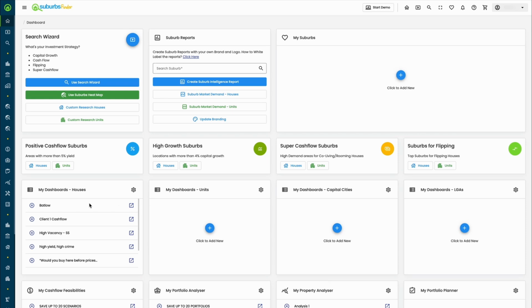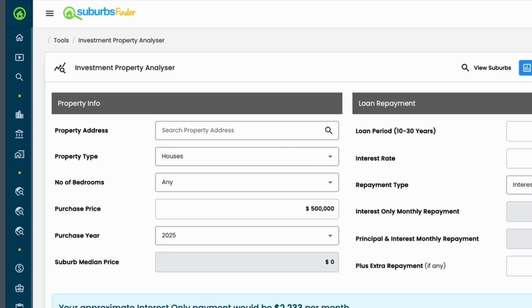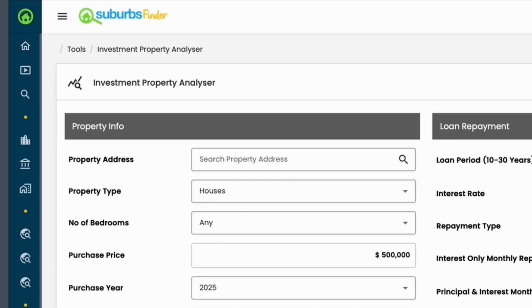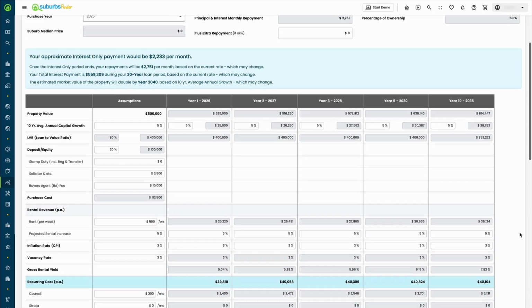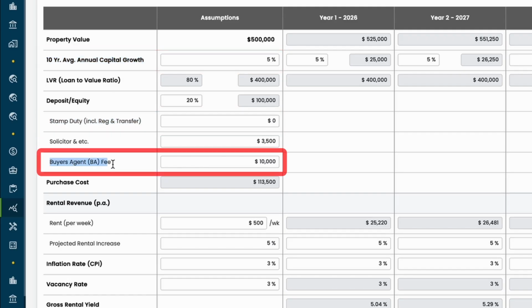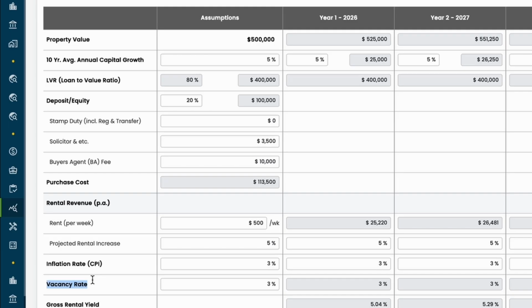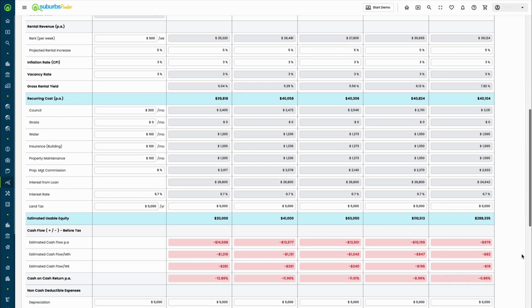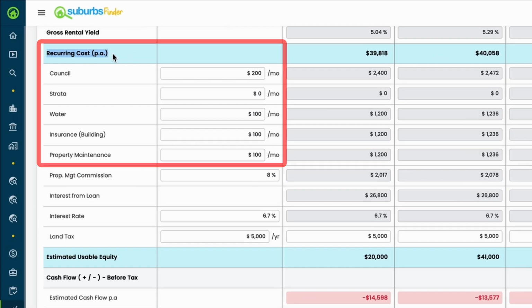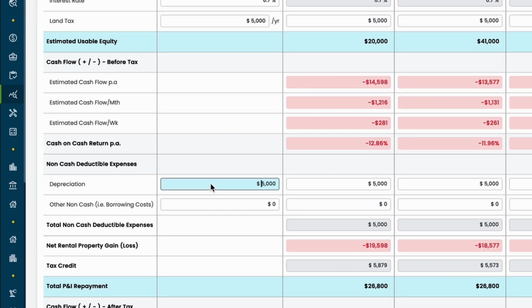The property analyzer helps you analyze the financial viability of any property you plan to buy. It pulls in live data from SuburbsFinder, things like 10-year average growth, stamp duty, buyer's agent fees, rent per week, vacancy rates, and typical holding costs. You can edit these, add recurring costs, property management, land tax, depreciation, even LMI.